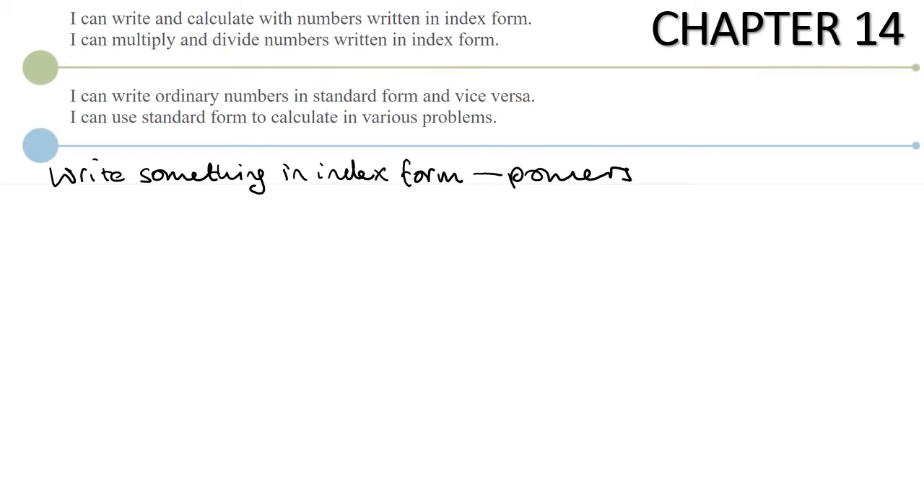For example, if I wanted to write 8 in index form, I'd write it as 2 cubed, something as a power. If I wanted to write 27 in index form, I'd write it as 3 cubed. If I wanted to write 16 in index form, I'd write it as 4 squared. Now what we can do is use things like this to help us with other problems.